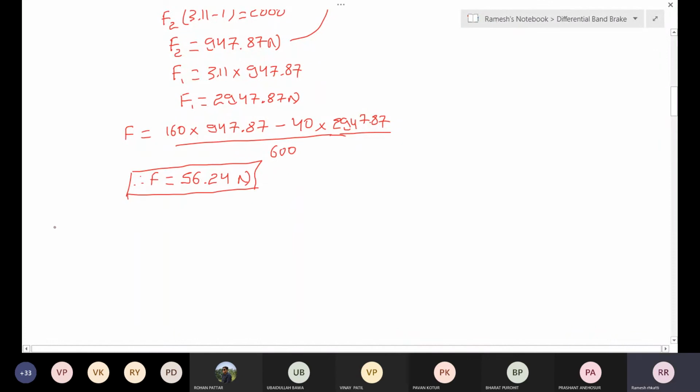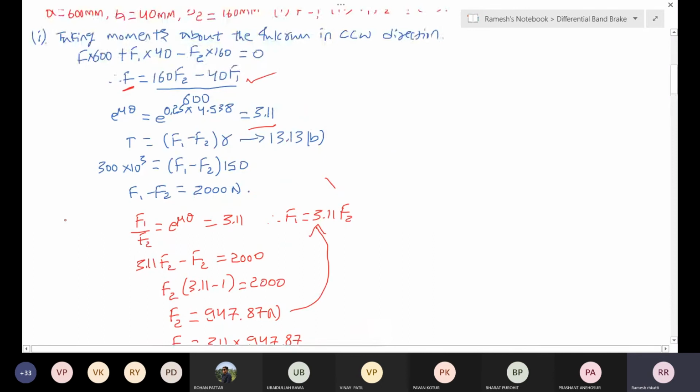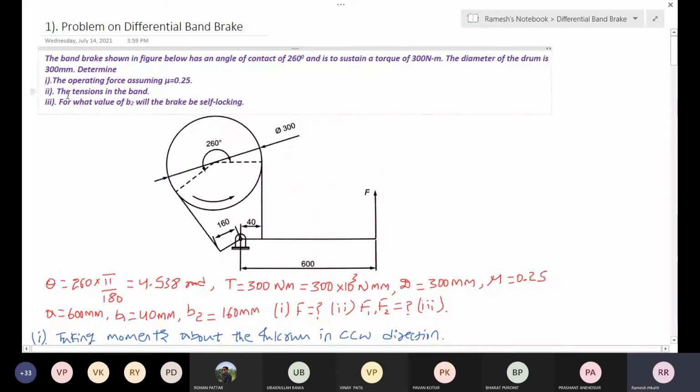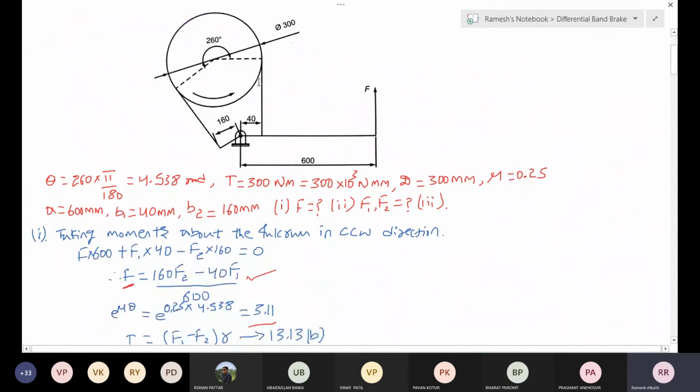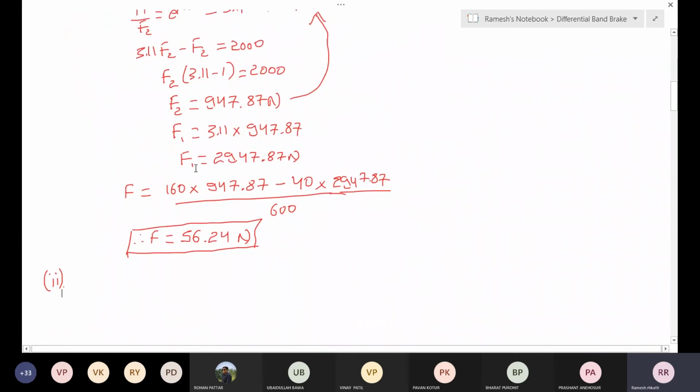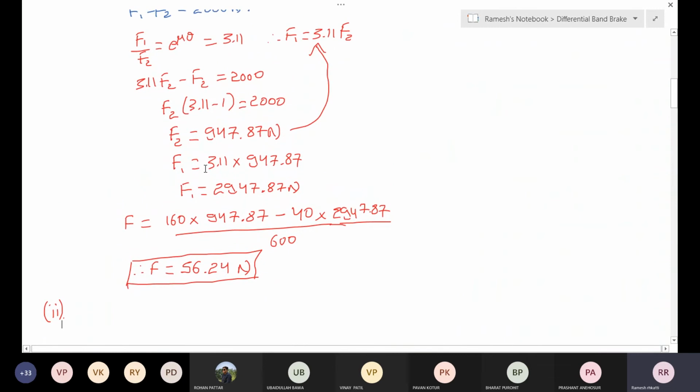Okay, this is the first part. The second one, he has asked you the tensions in the band. Tensions are nothing but tension in the tight side and tension in the slack side. Sorry, not T1, T2. Here we have taken it as F1, F2. Already you have calculated the F1, F2. You can substitute that.